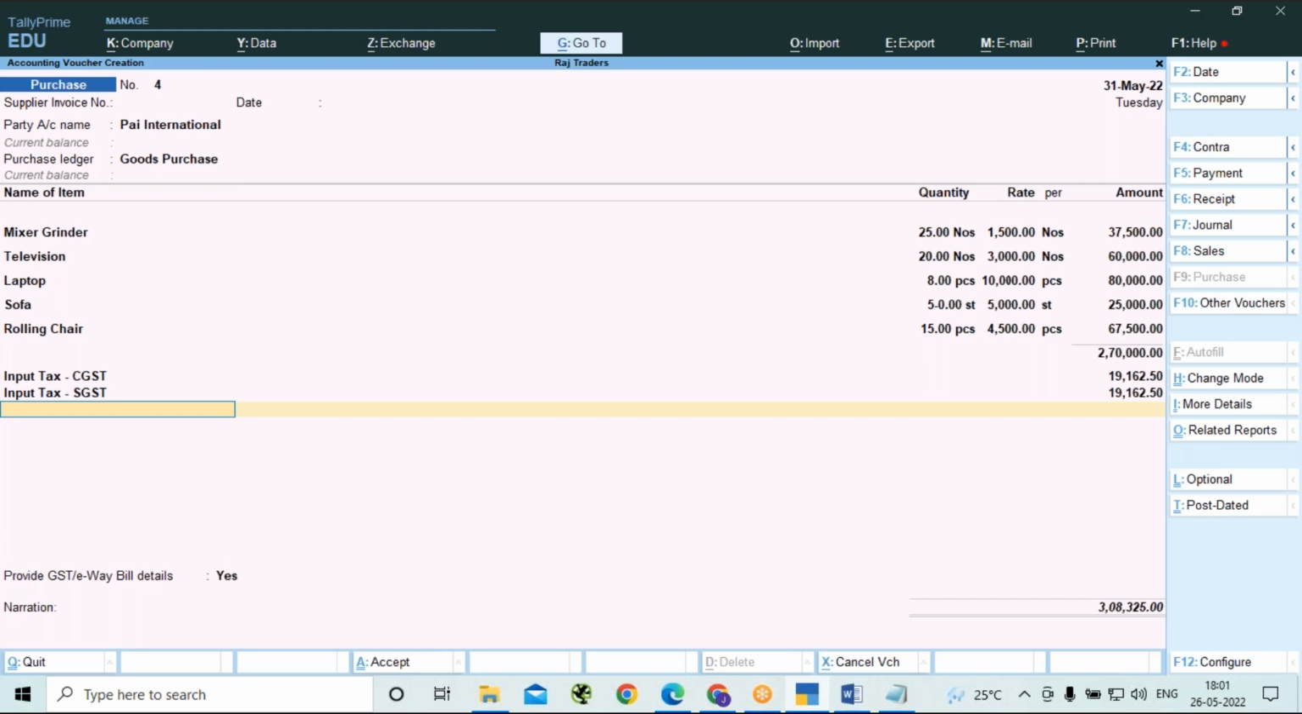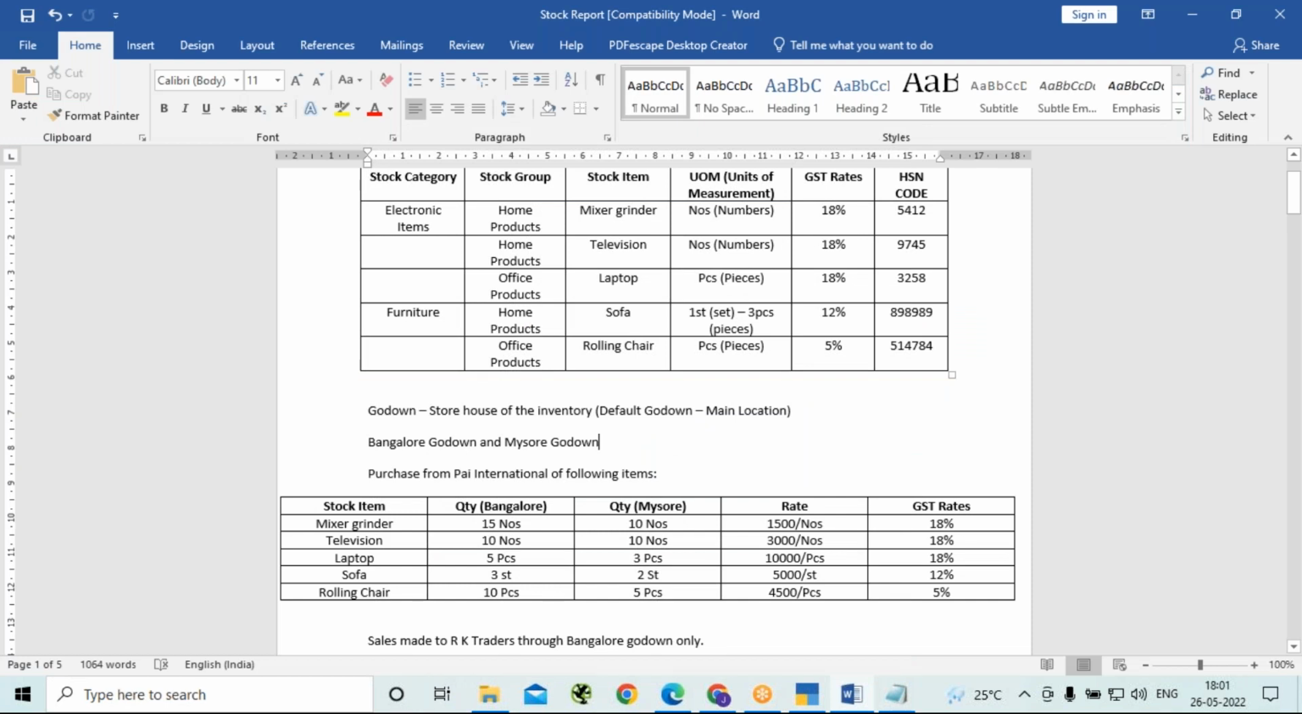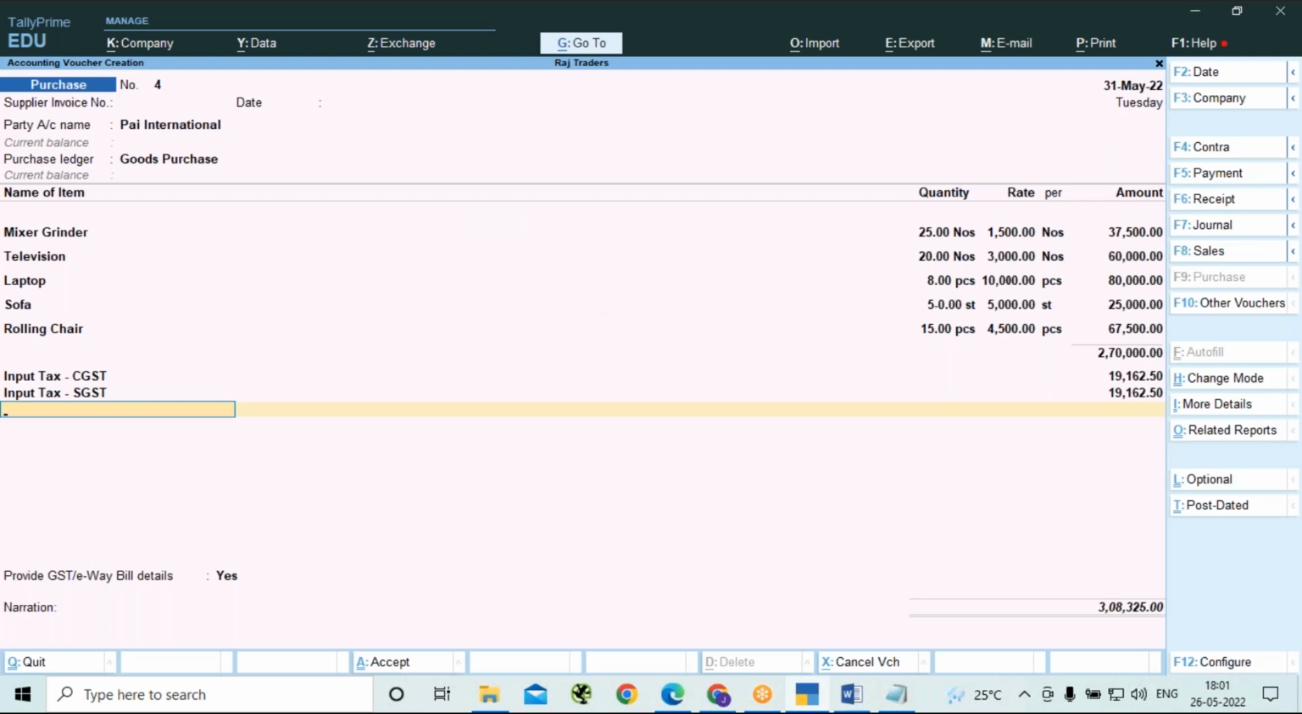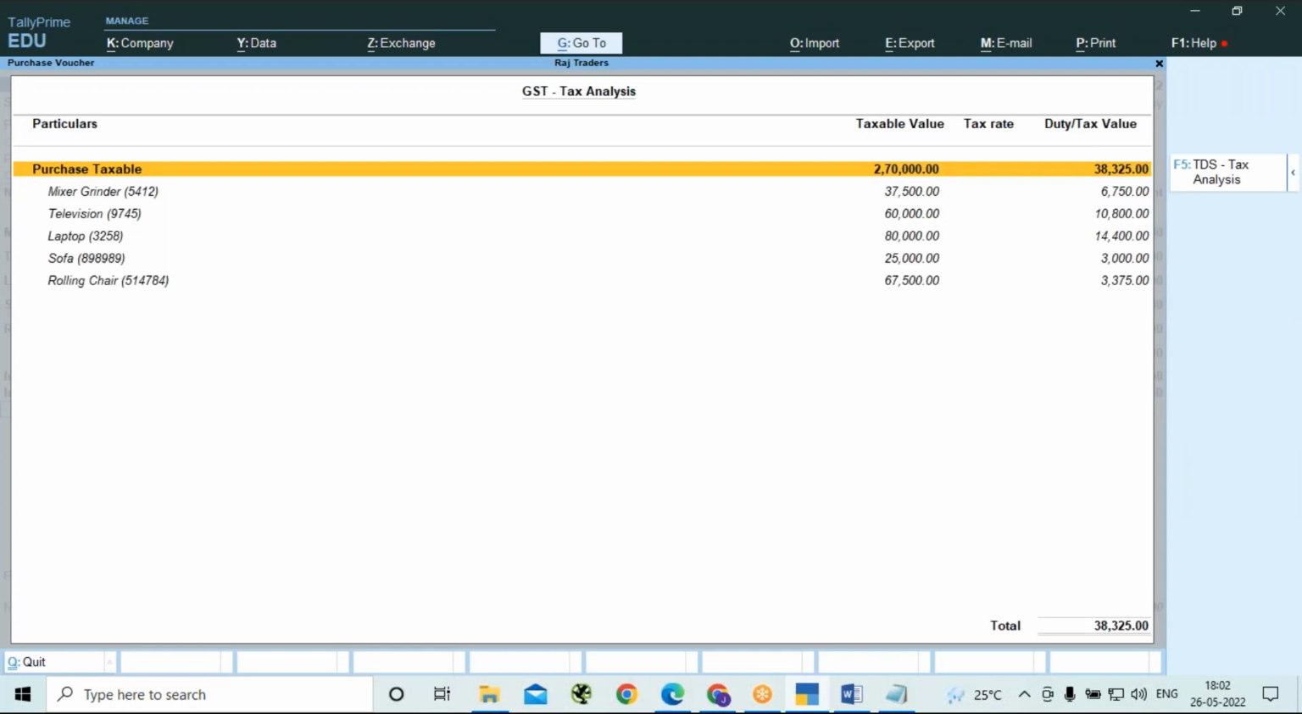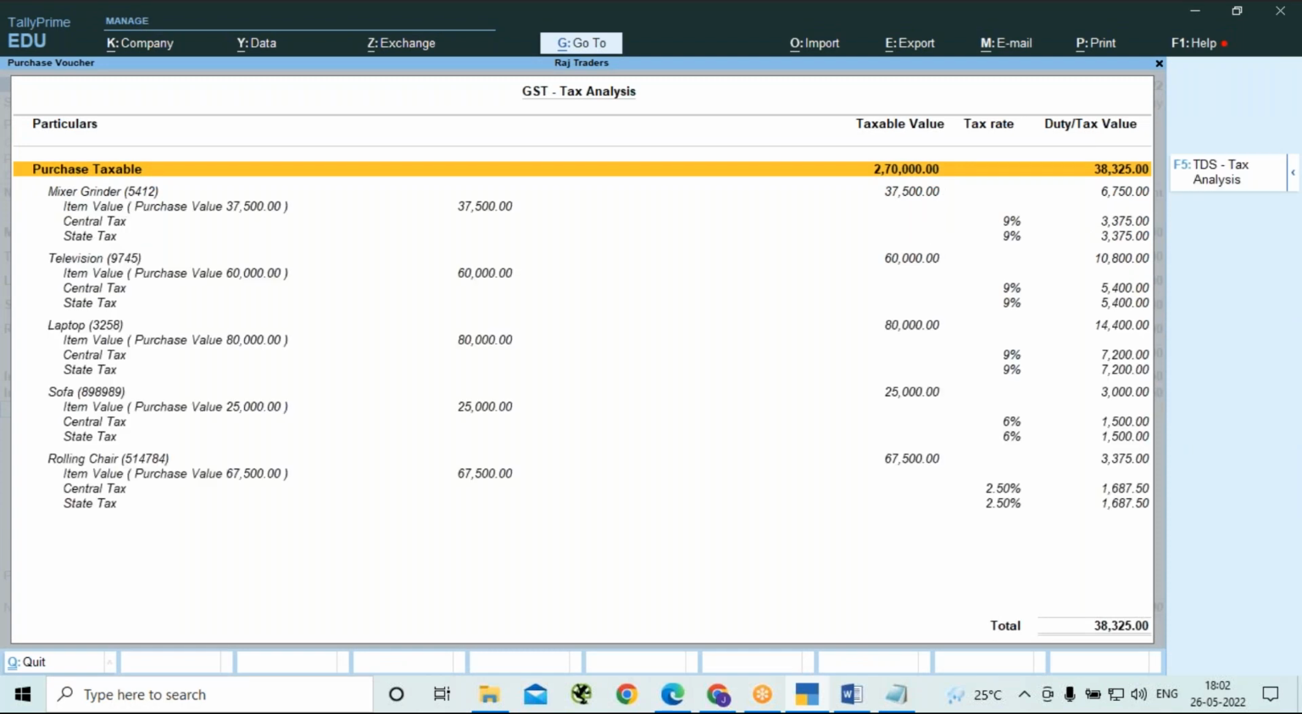I also want to know which stock items have different GST rates, and whether it calculated the GST amount properly based on the tax rates, because we have tax rates of 18%, 12%, 5%. All three types we have. Let me check it by using the shortcut key Alt A. If you press Alt A, then Alt F5 for detailed information. When you press Alt F5, you'll get all the detailed information.